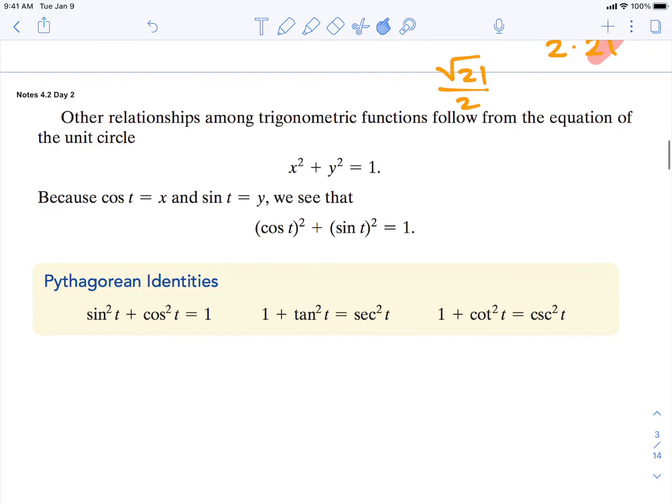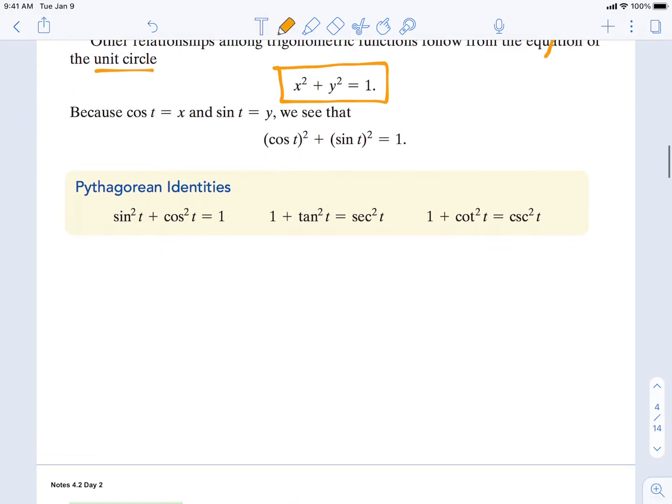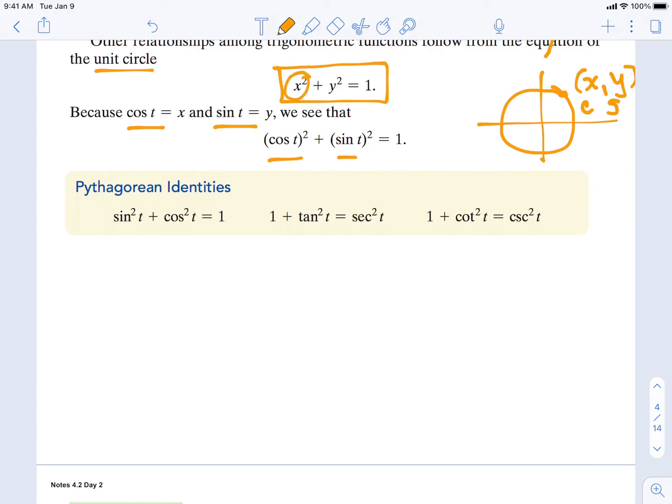All right, now we're going to introduce the Pythagorean identities. So this equation should look familiar to you. It's the equation for the unit circle. Imagine this is your coordinate plane, and you have your unit circle, and then you have an ordered pair, let's say x and y. This represents your cosine value and then your sine value. So we can use those 2 pieces of information to substitute the cosine and sine in for x and y.